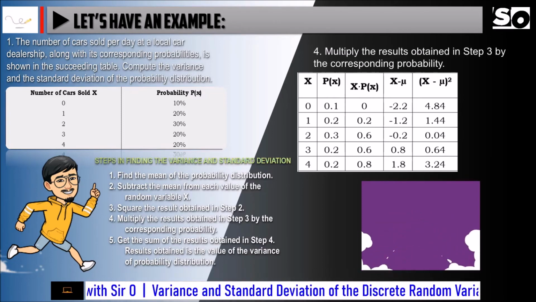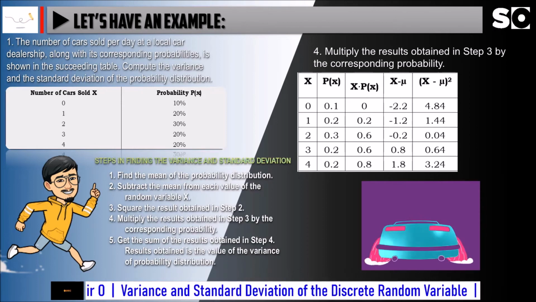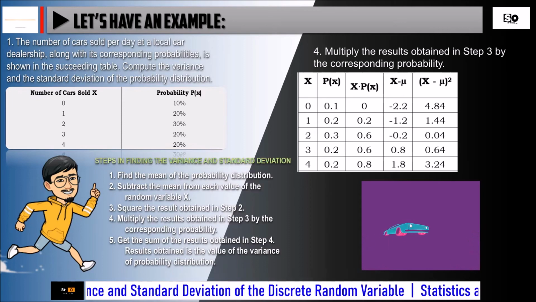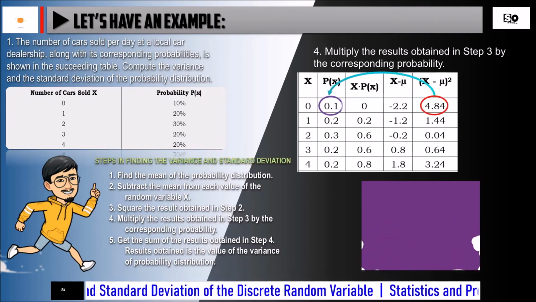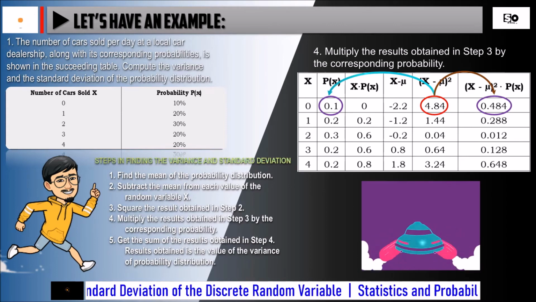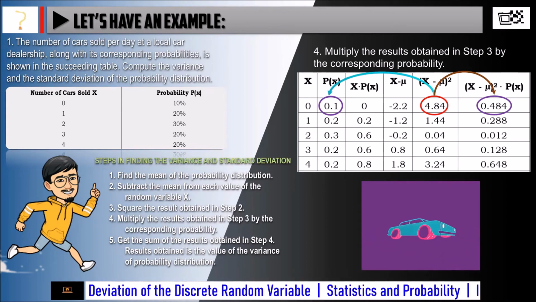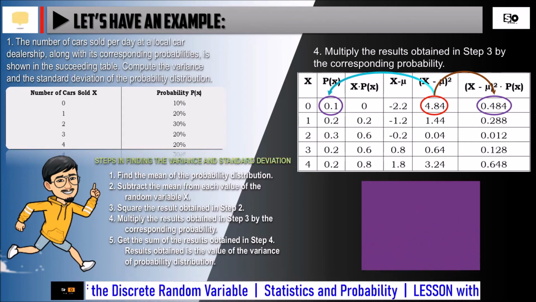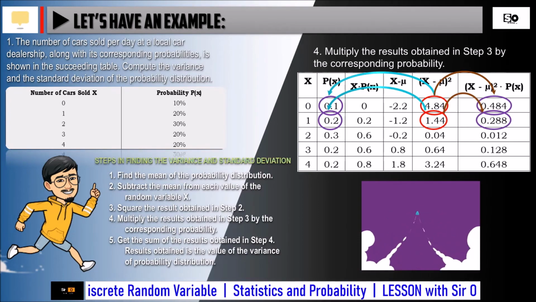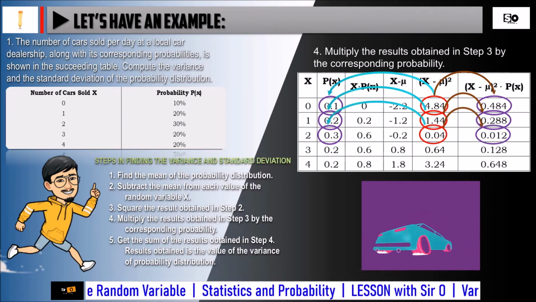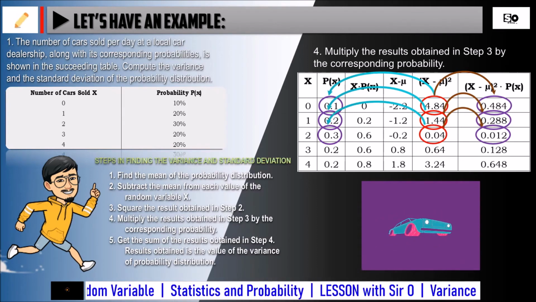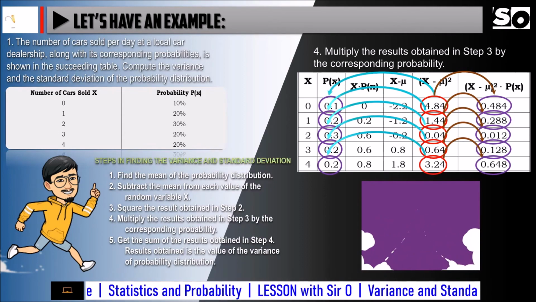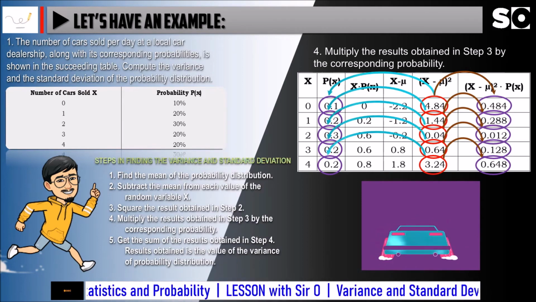Now, let us proceed to step 4. Multiply the result obtained in step 3 by the corresponding probability. The corresponding probability is the p of x. So we have 4.84 multiplied by 0.1 is 0.484. Do this process on the succeeding values. We have 1.44 by 0.2, 0.04 by 0.3, 0.64 by 0.2, 3.24 by 0.2.